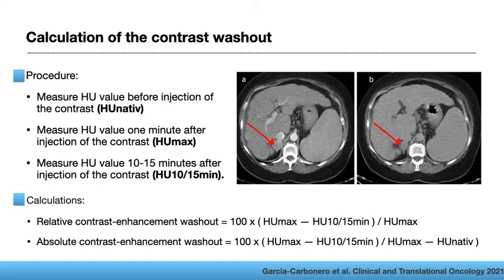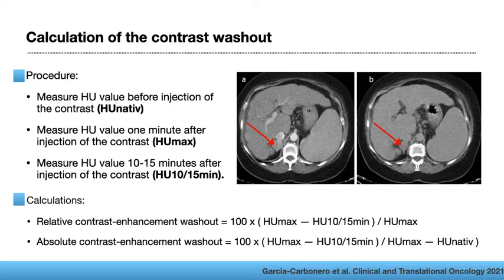values. And as we have learned from the previous slide, pheochromocytoma and paraganglioma have a delayed contrast washout with an absolute washout of less than 60% and a relative washout of less than 40%, 10 to 15 minutes after administration of the intravenous contrast. However, adrenal adenomas tend to have a rapid contrast washout.